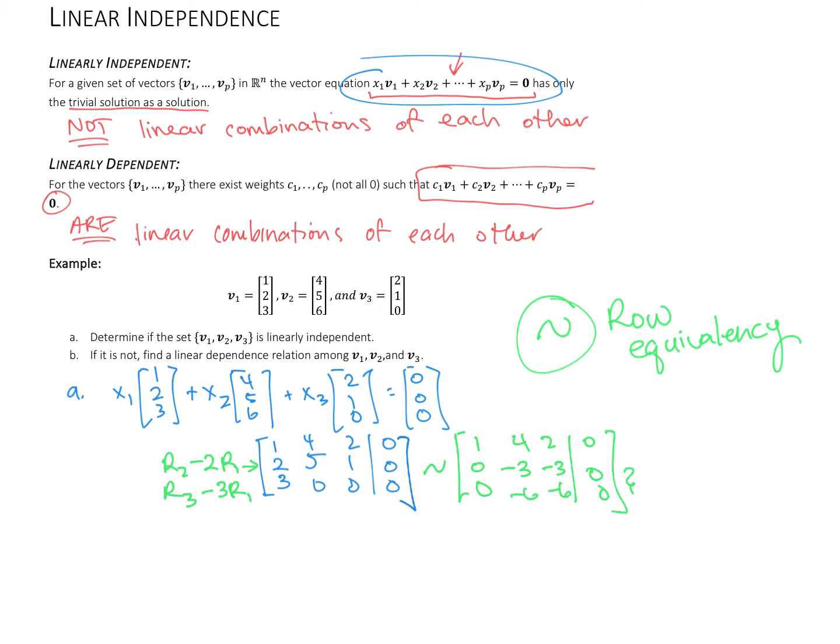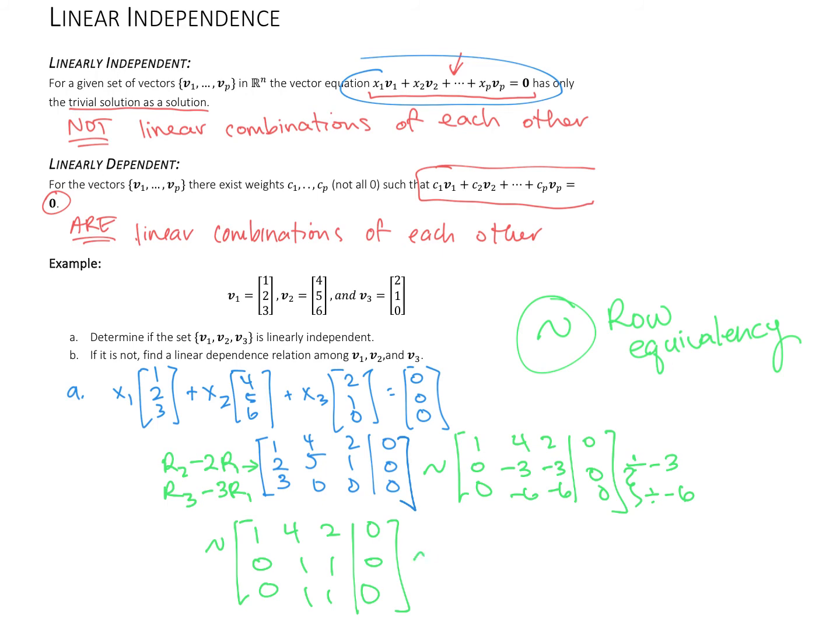Now, those are equivalent, aren't they? They are exactly the same. In other words, I can divide this one by negative 3, I can divide this one by negative 6, and I get the equivalent matrix 1, 4, 2, 0, 0, 1, 1, 0, 0, 1, 1, 0.